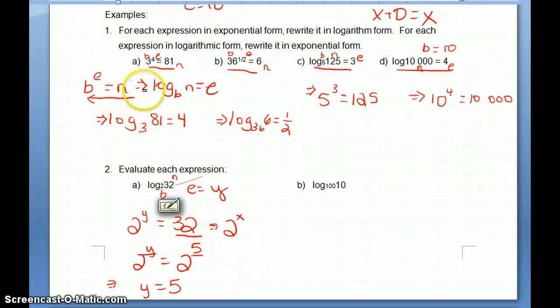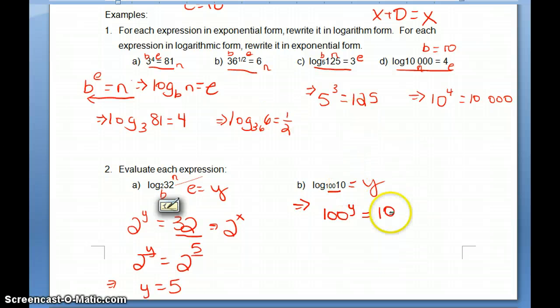So for b here, we have log base 100 of 10, and let's let that equal y again. So to evaluate this, we're going to rewrite it in exponential form. So our base here is 100, our exponent is y, and that is equal to 10.